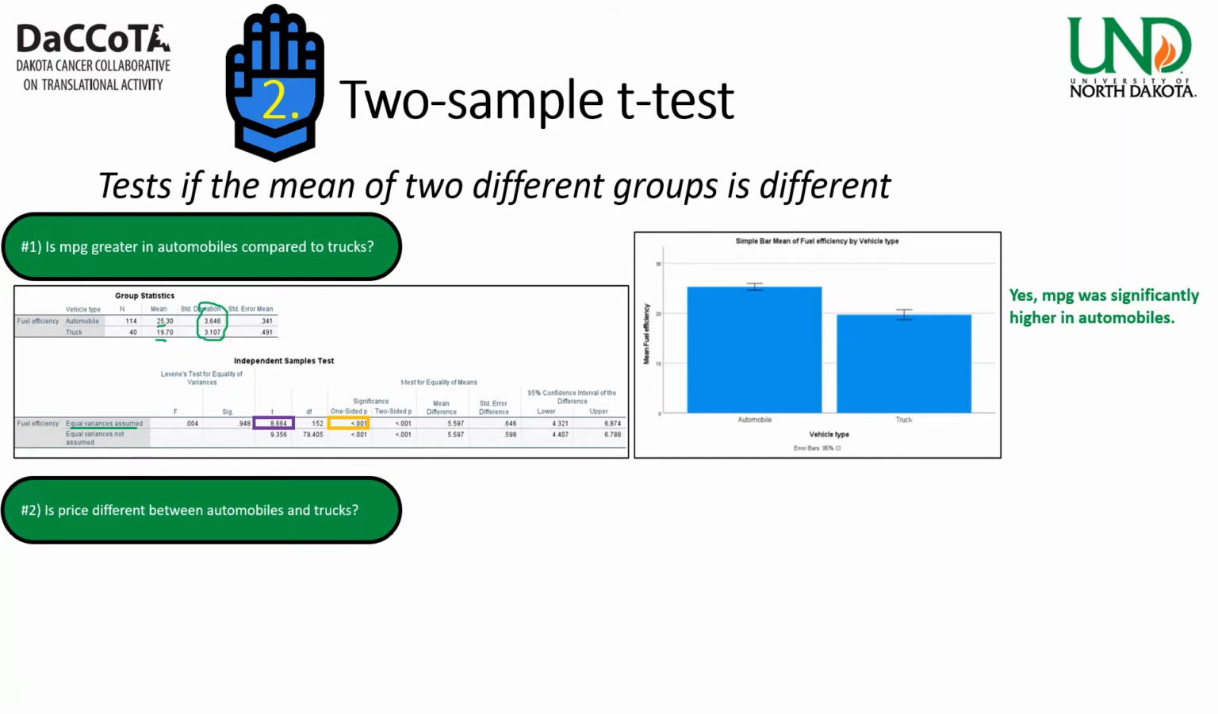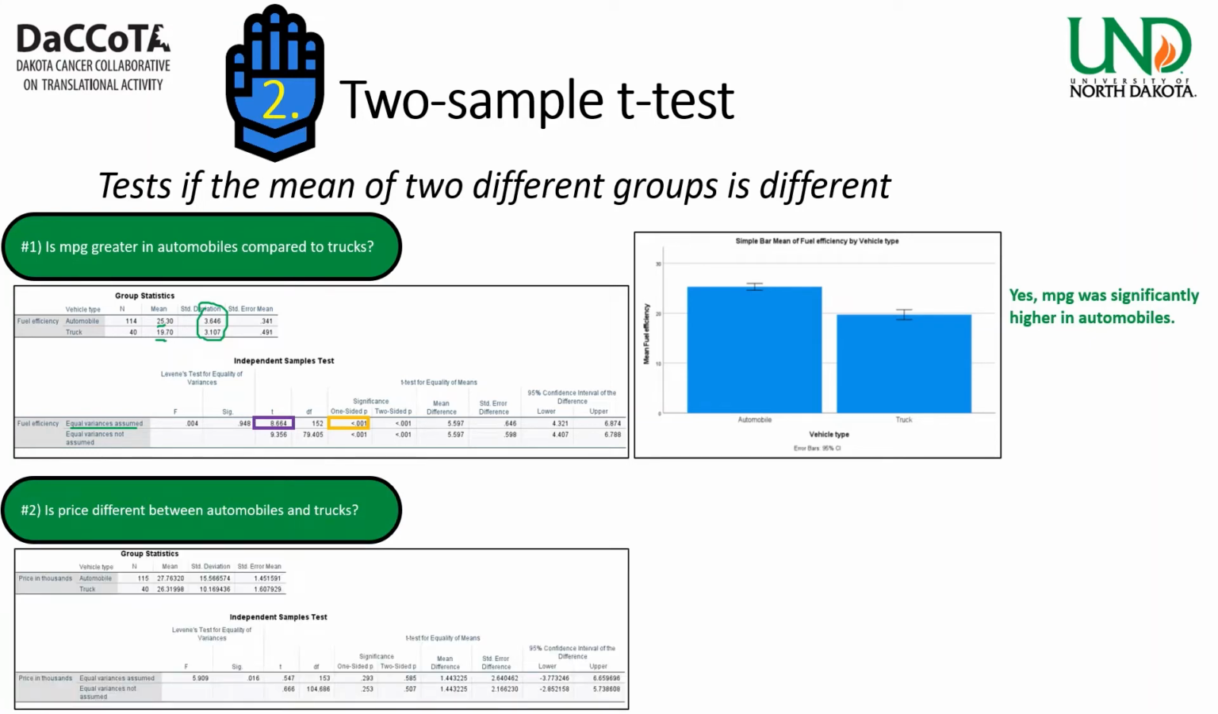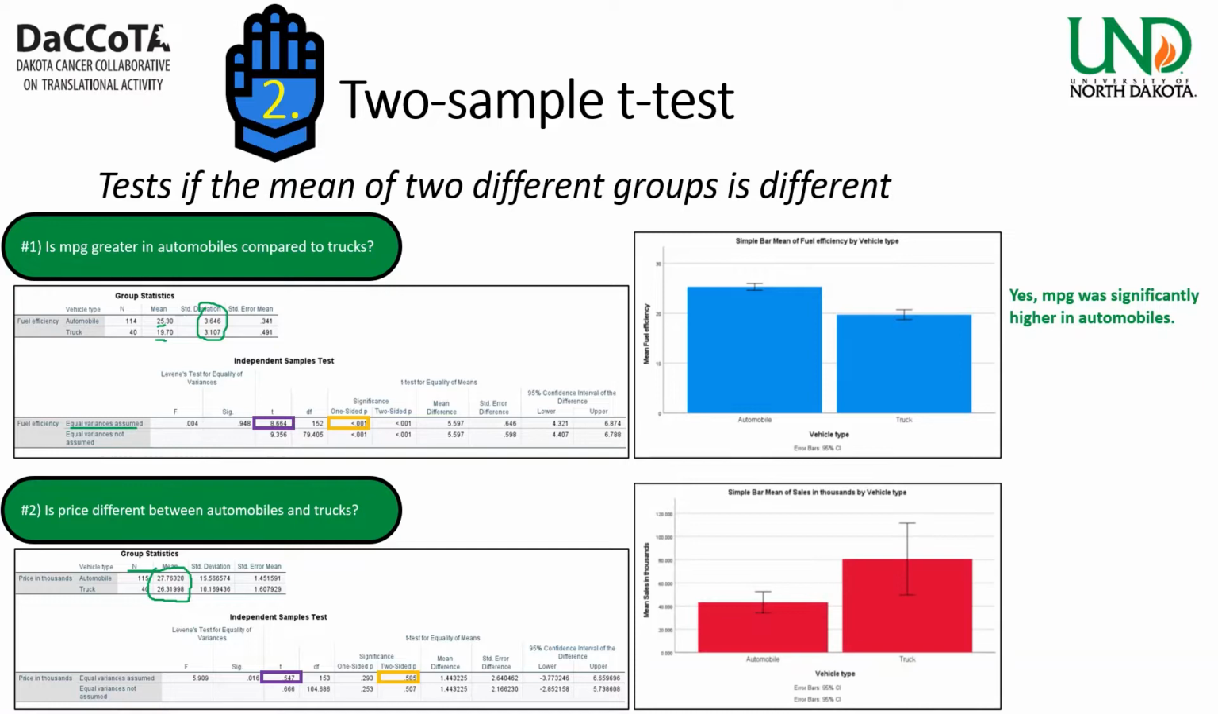What about price between automobiles and trucks? Same sort of thing. We got the two prices here. They look pretty close. And so we see the t-value is very low and the p-value is not significant. So no, there was no significant price difference between automobiles and trucks. You notice that trucks were more expensive, but there was so much variability that these error bars overlapped. So we didn't have enough information or data to prove that they were significantly different.